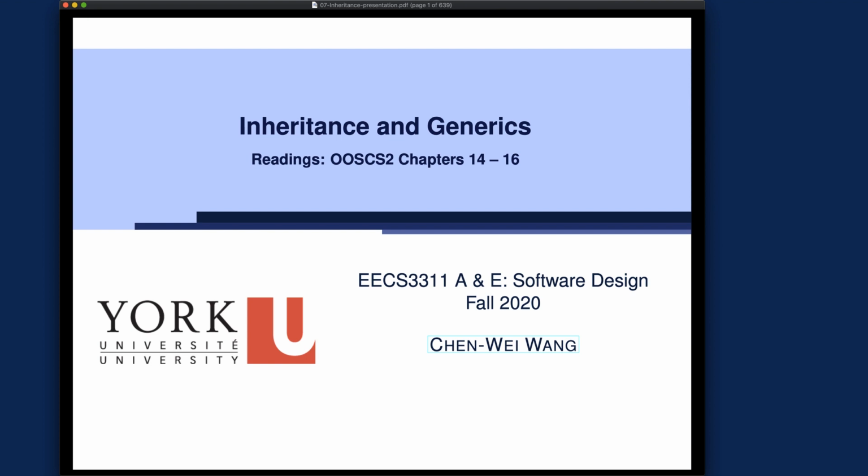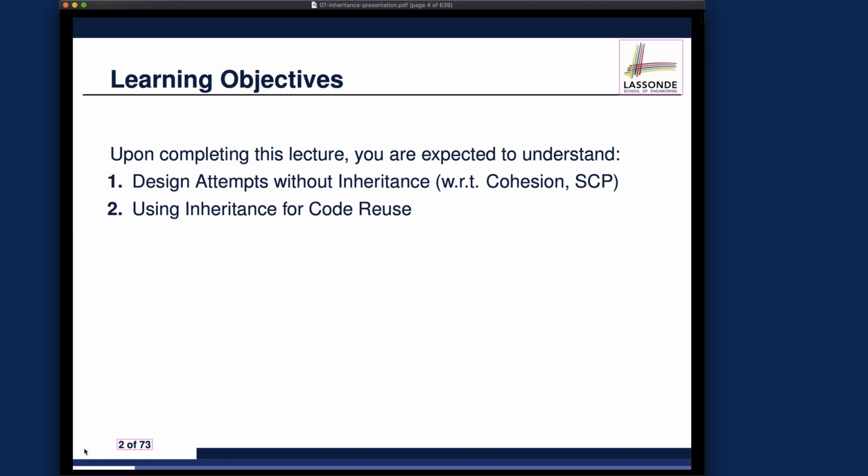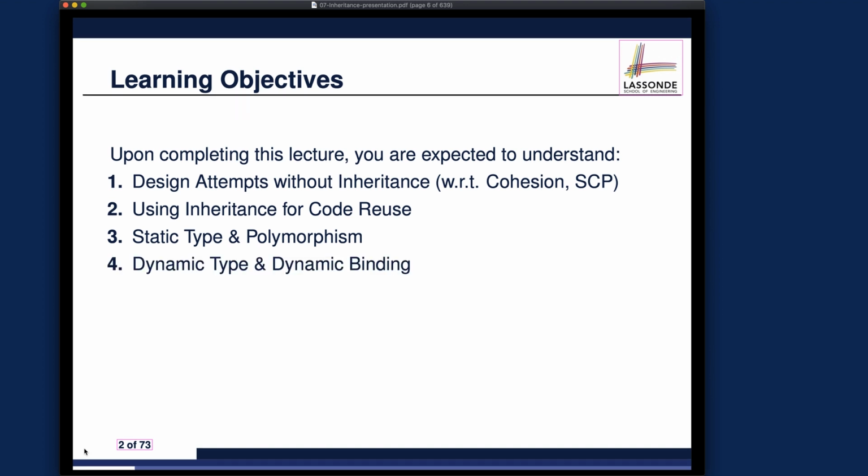This week, we'll try to continue to dive further into the inheritance topics, especially from the typing point of view. Let's see what the learning objectives are for this week. So we've talked about these two already last week. So we continue to talk about static type and also polymorphism, dynamic type and also dynamic binding.